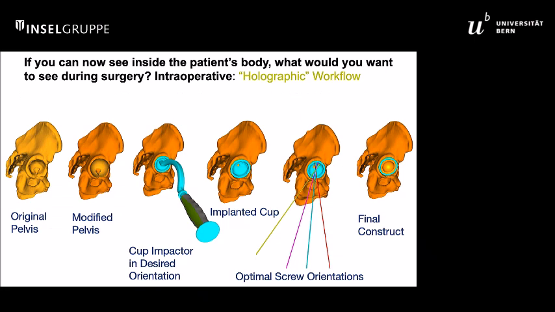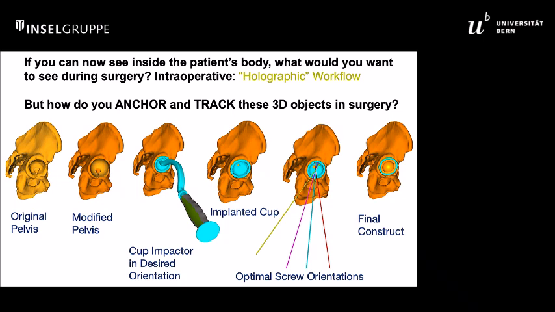Here's an example of a sequence of holograms that we would typically use clinically: the original pelvis, the pelvis reamed to accept a socket, the cup impactor with the socket attached, the socket without the cup impactor, without the liner, screw trajectories and lengths, and the final construct on the pelvic side.